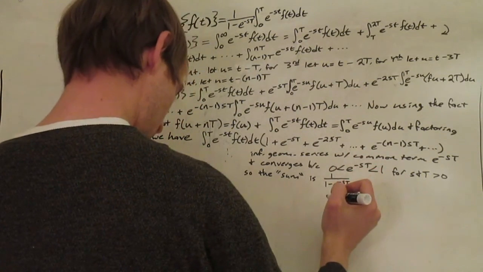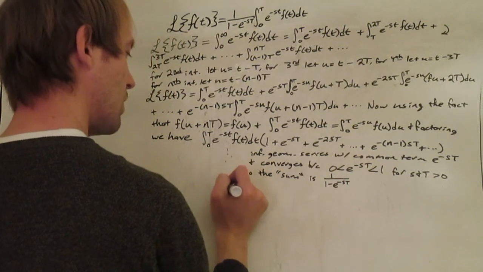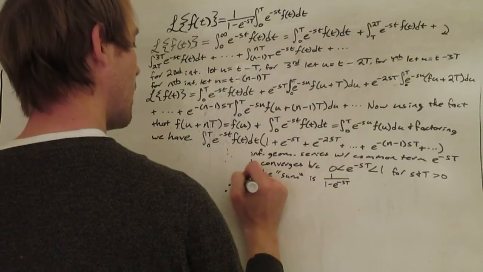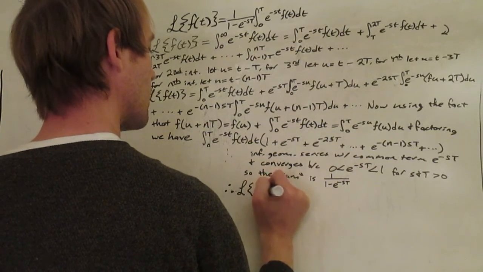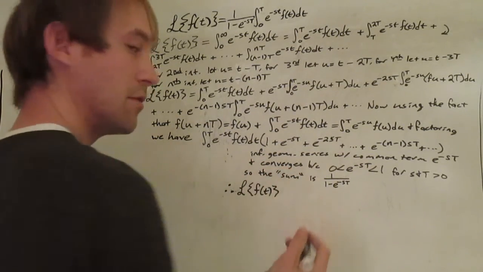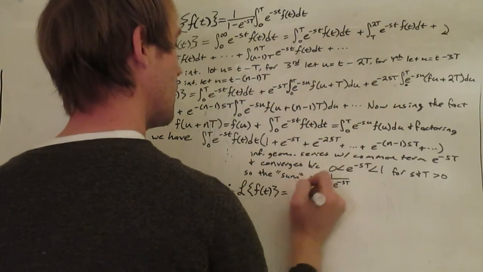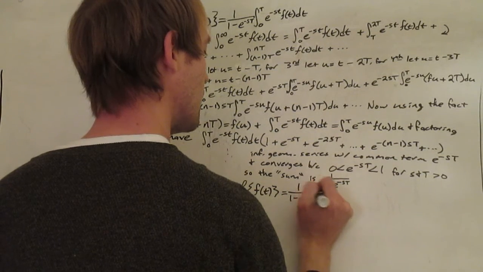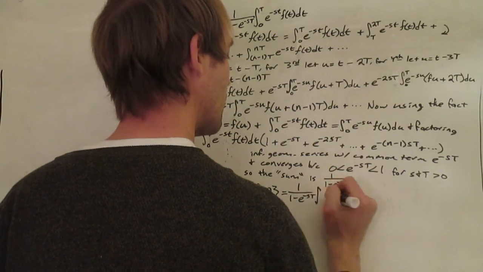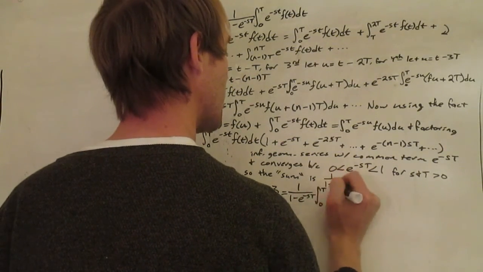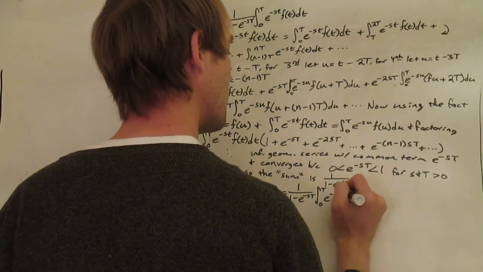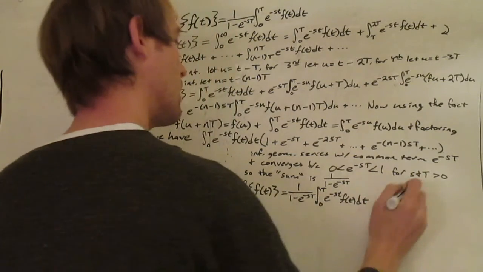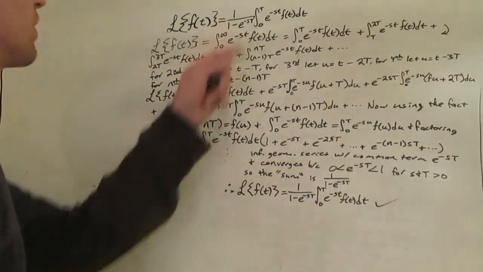Now we can write, well, we have arrived at the proof here. We can say, therefore, the Laplace of f of t, where f of t is periodic, equals 1 over 1 minus e to the negative s capital T, times the integral from 0 to capital T of e to the negative st f of t dt. And it checks out with what we have.